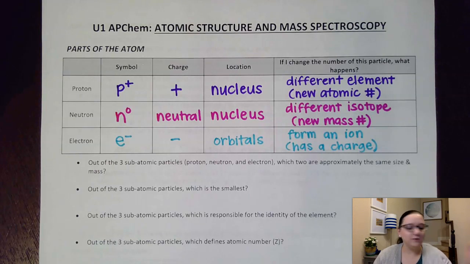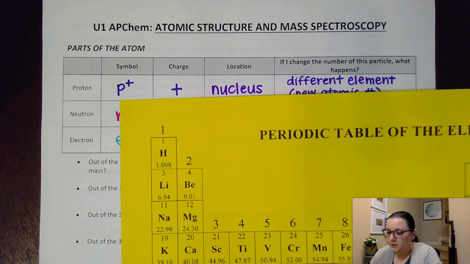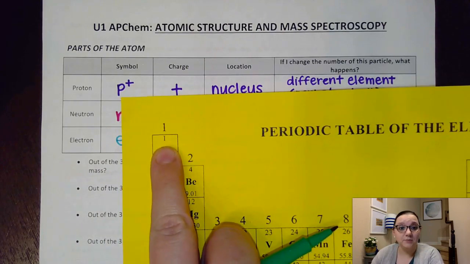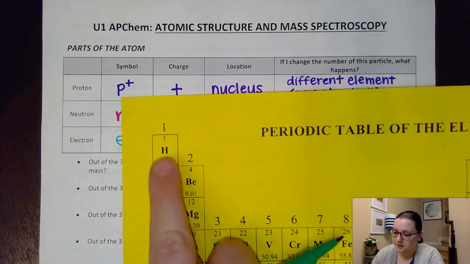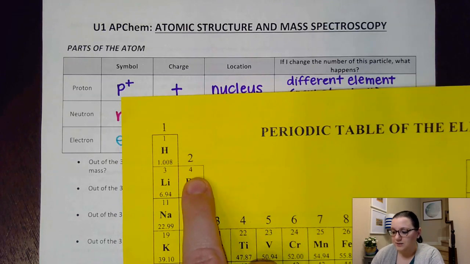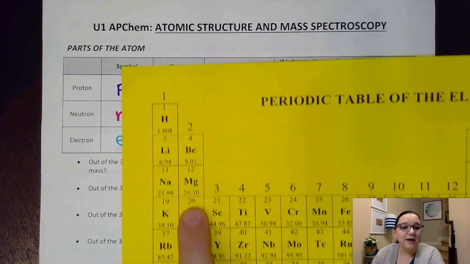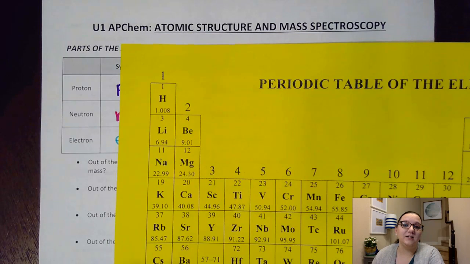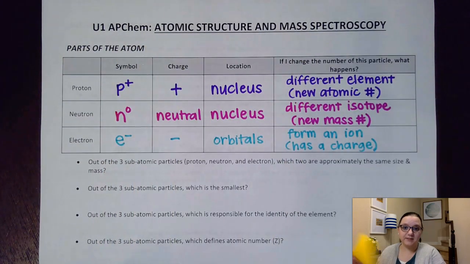Just as a reminder, on our periodic table, we can find those atomic numbers above each of our elements. So you see here, hydrogen has 1, beryllium has 4, calcium down here has 20 above it. That's just telling us the number of protons that are present.